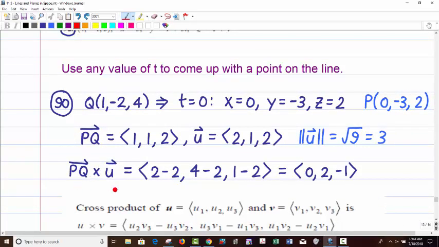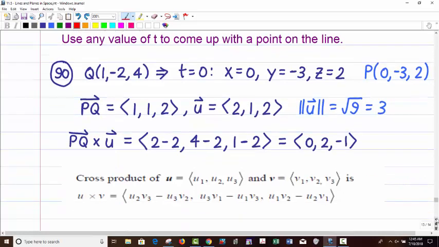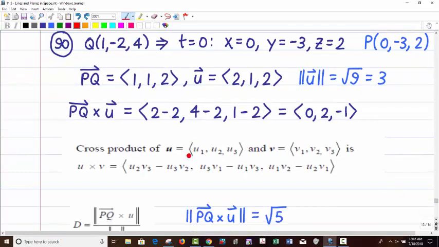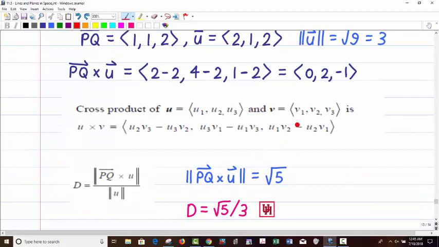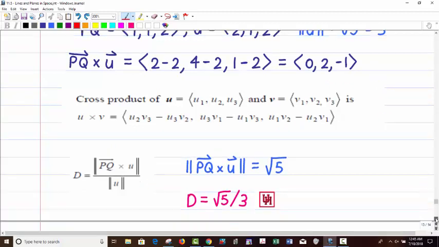And PQ cross u, either order. I'm not going to go through the steps of the cross product. I've shown that in another video. But here I've attached the formula for it so you can see, and you can run back through it yourself for practice. Not a bad idea. I got 0, 2, -1, which means I'll need the magnitude of that, which means 4 plus 1 is 5, so it's the square root of 5. So the numerator will be the square root of 5 and the denominator will be this 3. So I have the square root of 5 over 3.